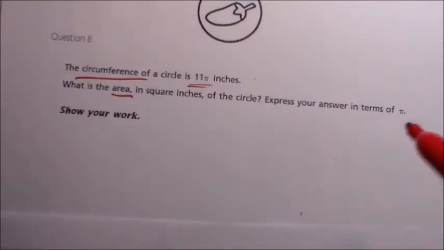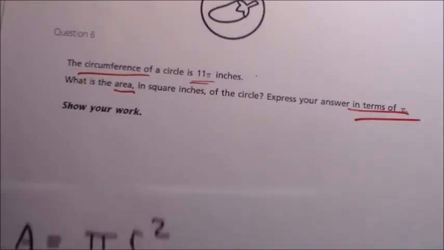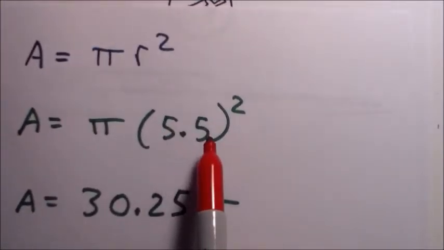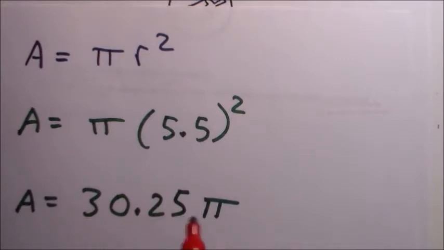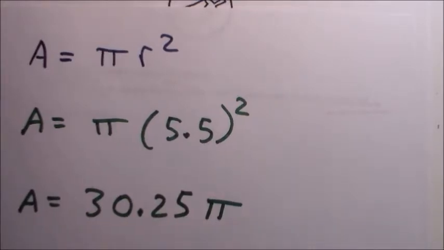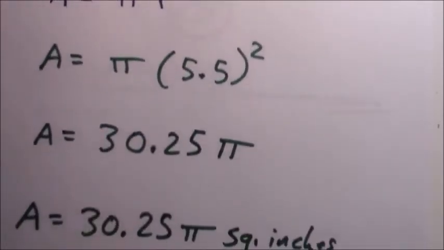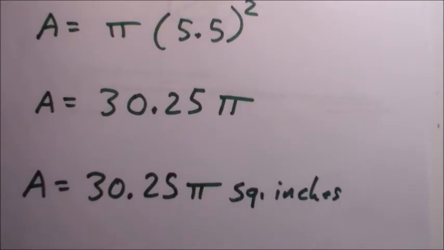Remember, it says in terms of pi, right? In terms of pi, so we don't need to punch the pi button. We just have to write 5.5 times 5.5, which is 30.25 times pi, and that's our area. But if that is your answer, you will lose a point because you haven't written it with the units. So make sure you put the units in there.